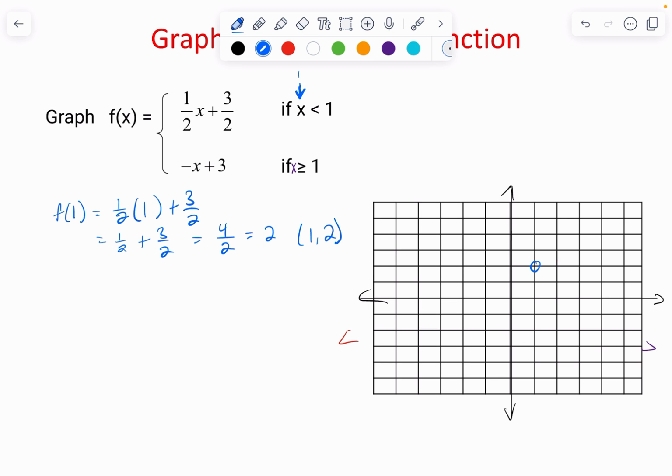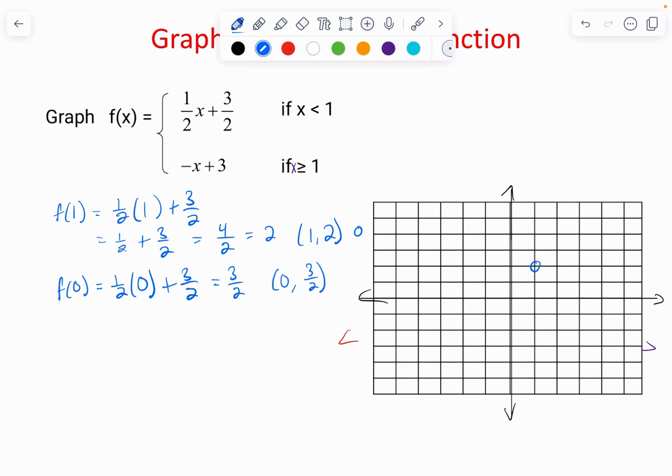From there, you need to pick a second point that actually fits the restriction. So if I want a value that is less than 1, well, a really easy number to plug in then would be 0, right? 0 is less than 1. So I'm going to go 1/2 times 0 plus 3/2, which would give me 0 plus 3/2. So the point that we just found, if I plug in 0 for x, I get out 3/2 for y.